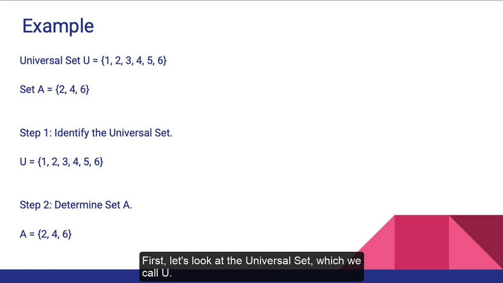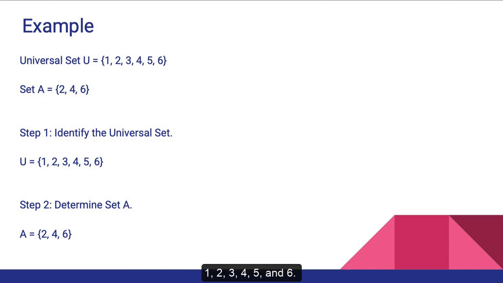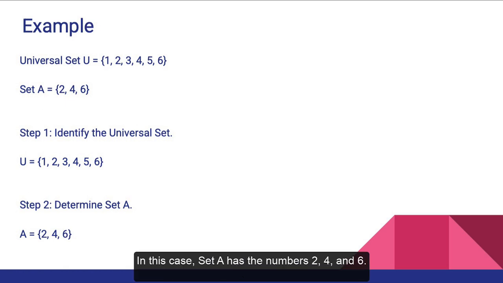First, let's look at the universal set, which we call U. This set contains all the possible numbers we are interested in: 1, 2, 3, 4, 5, and 6. Next, let's focus on set A. In this case, set A has the numbers 2, 4, and 6.